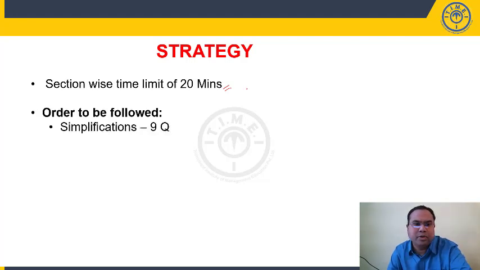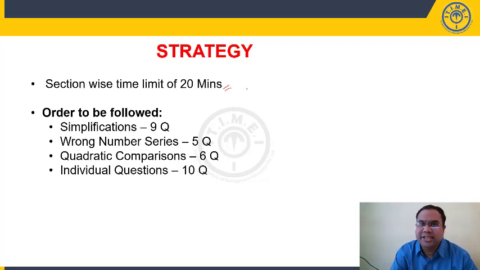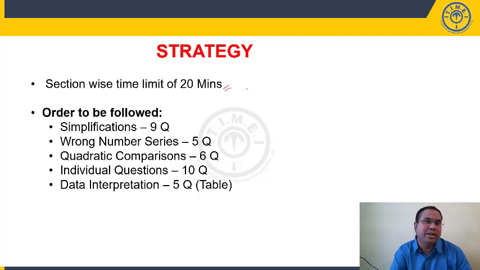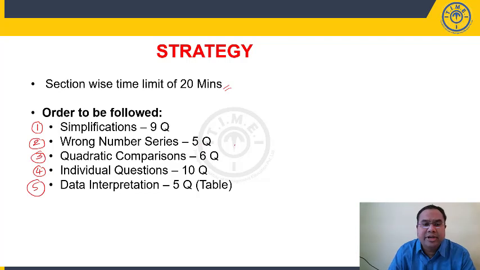So the order to be followed: you have simplifications, 9 questions; wrong number series, 5 questions; quadratic comparison, 6 questions; then individual quant questions, which are arithmetic questions on time, speed, distance, time and work, mensuration, ratio, percentage, about 10 questions; and data interpretation, only one set of 5 questions, based on a table. As you have seen in your previous discussions also, we will start with the scoring area. So we will follow the same order. First simplification, then wrong number series, then quadratic comparison, then individual questions, and the final thing we attempt is data interpretation.